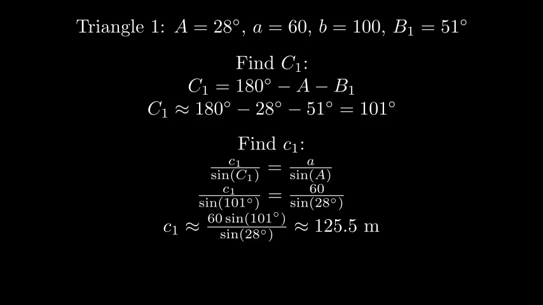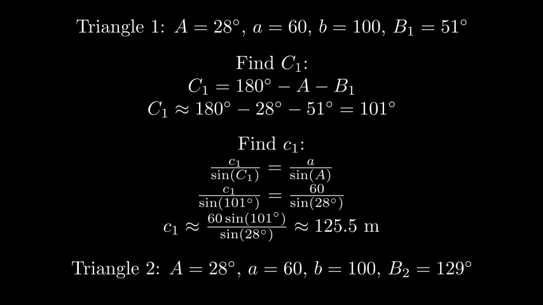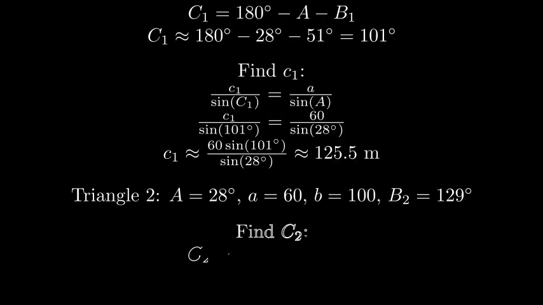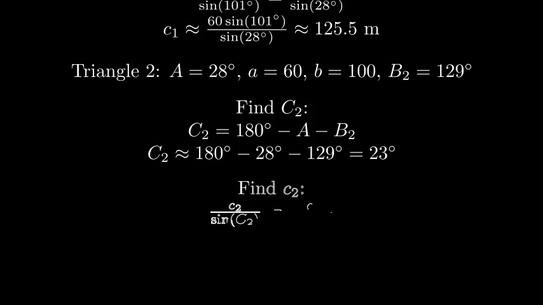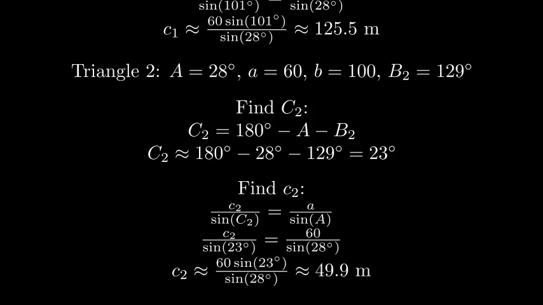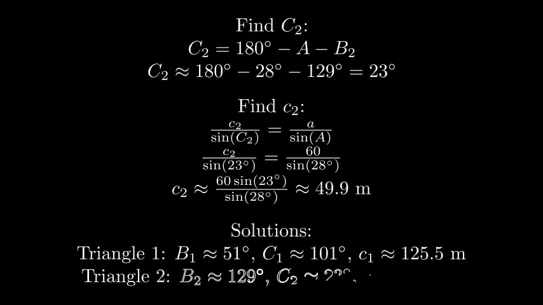Now, for the second triangle. This triangle uses the obtuse angle for B. B equals 129 degrees. We find angle C by subtracting A and B from 180, which results in a small angle of 23 degrees. Finally, we find side C using the law of sines. C is approximately 49.9 meters. So, we have found two completely valid triangles that satisfy the initial given measurements. This is the essence of the ambiguous case.